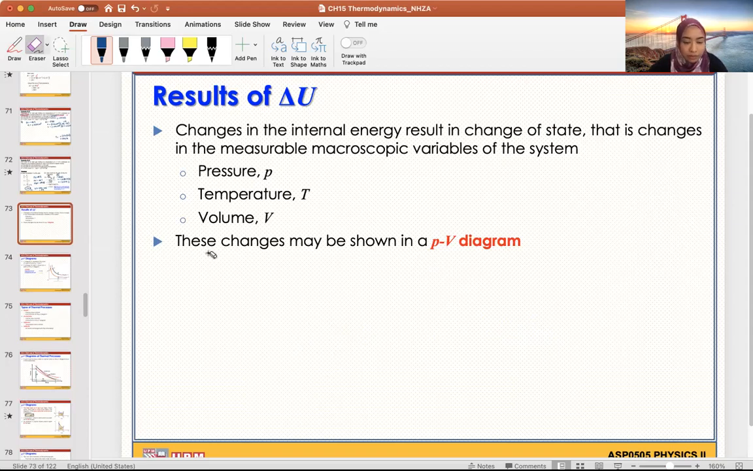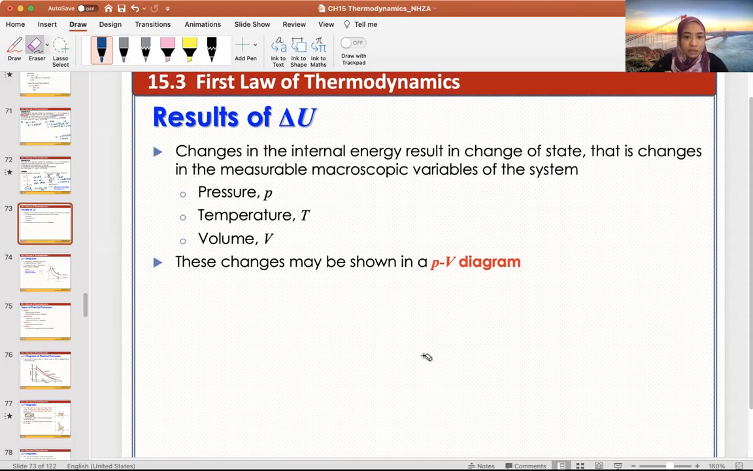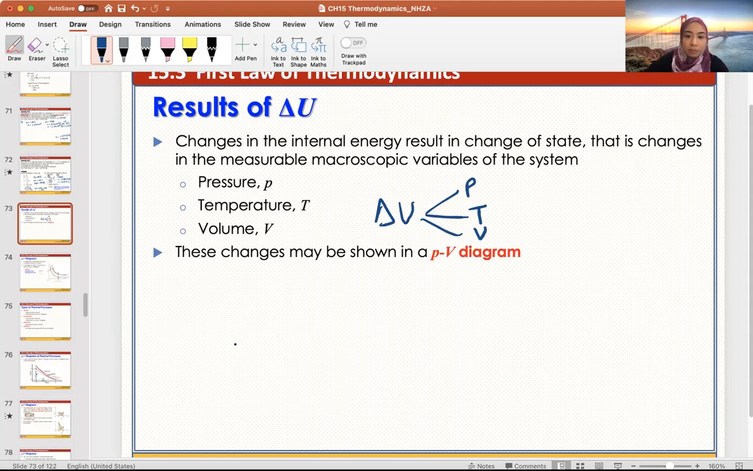Okay, I hope you guys are back. Let's continue. I'm going to continue with the results of delta U in terms of a PV diagram. The changes in the internal energy result in the change of state, that is changes in measurable quantities. Basically, if you have a change in delta U, it will be affecting either P, T, or V. These changes can be shown in terms of a graph, and we call this graph the PV diagram.